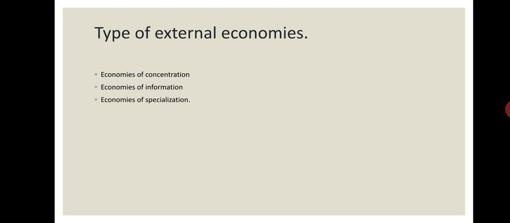Now the last content is all about the type of external economies. In the earlier lecture I explained the concept of external economies. What is the external economies? External economies are those economies, like reducing the cost of production, which are shared by all the firms or the industry. They arise as the result of expansion of the industry as a whole.